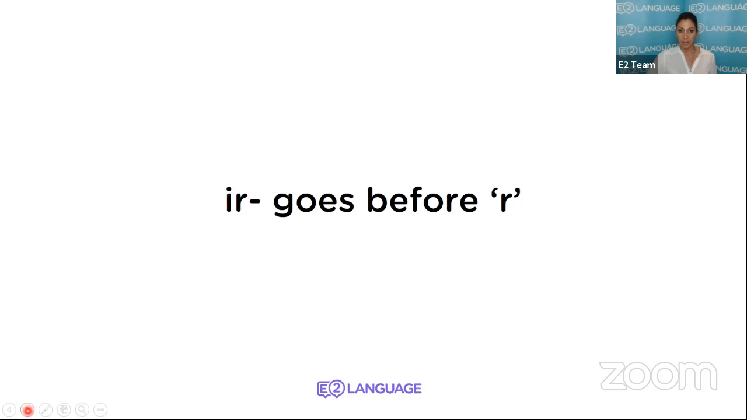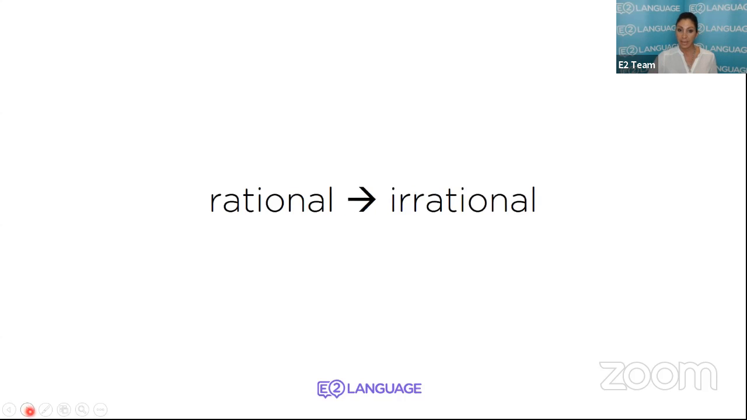Then we have IR, which goes before R beginning words. For example, rational becomes irrational. Rationally, irrationally. This is the adverb. It's how somebody behaves. And then the noun, rationality, becomes irrationality. So we should always use our rationality when making a decision. We should behave rationally when making a decision, or we should be rational when making a decision. Okay, so which word we choose always depends on the structure of the sentence.